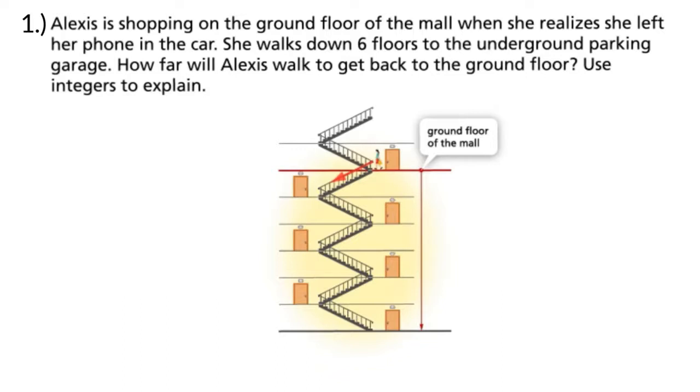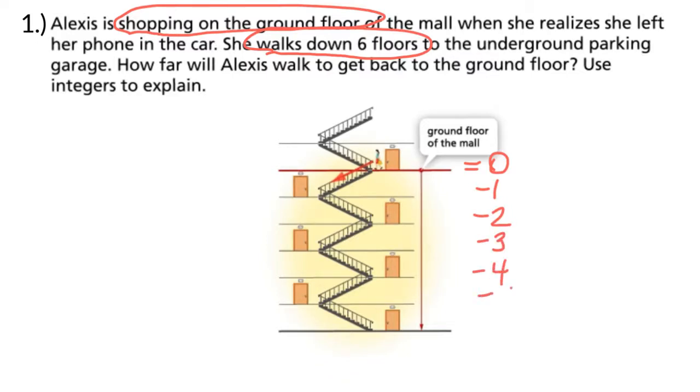So I would like you to put shopping on ground floor. Walks down 6 floors. So we are talking about Alexis being on the ground floor. Well, what does the ground floor look like? The ground floor is 0. And she's going to walk down 6 floors. So she has gone down 6 floors.